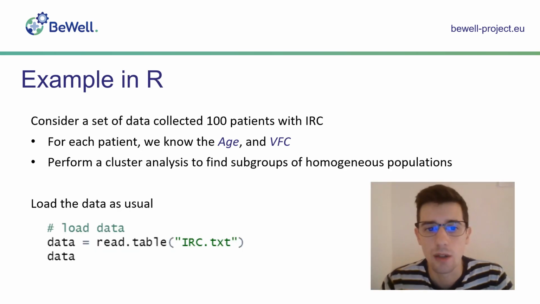In the second part of this module, we see together how to fit k-means with R. The dataset we use is a very simple dataset regarding IRC involving 100 patients. Clearly, the goal is to perform a cluster analysis, which means that we try to identify subgroups of patients who responded in a similar way to treatment. To load the data, just use the read.table function with the name of the dataset, which is irc.txt.